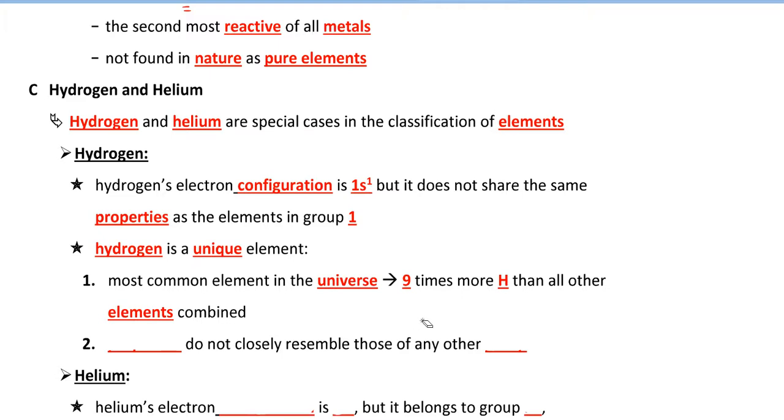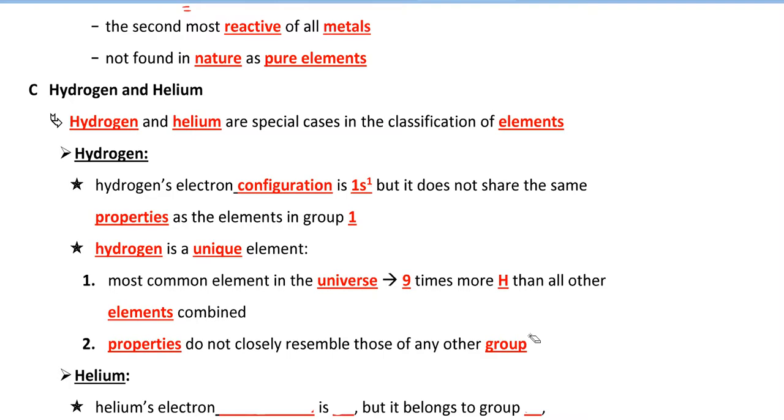And that's because the most common object in the universe is probably a star, and stars are primarily made up of hydrogen gas. Secondly, the properties do not closely resemble those of any other group. It is unique in the sense that it's by far the most common element. It is the simplest of all elements, just 1 proton and 1 electron, at least most hydrogen atoms, that's all they consist of. And it's just unique, and its properties are just different.